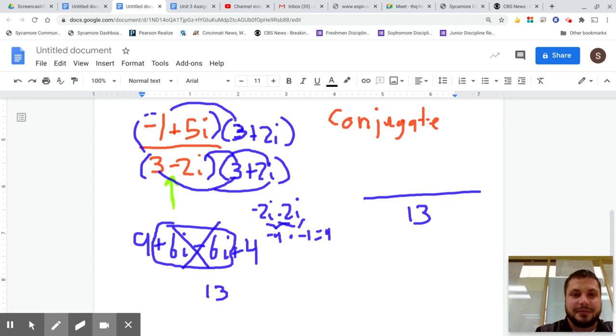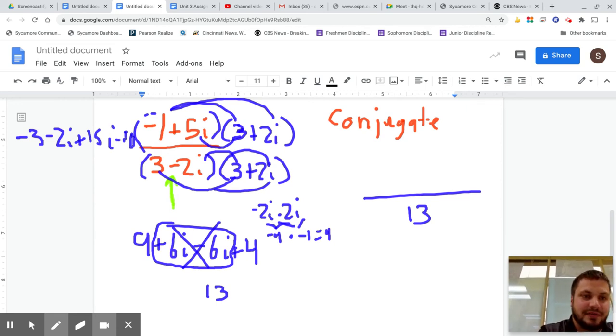Now I'm just going to FOIL the top. Negative 1 times 3 is negative 3. Negative 1 times 2i is negative 2i. 5i times 3 is plus 15i. 5i times 2i, put it in your calculator, is negative 10. So when I combine like terms, I get negative 13 plus 13i.